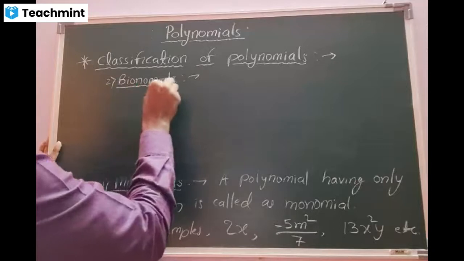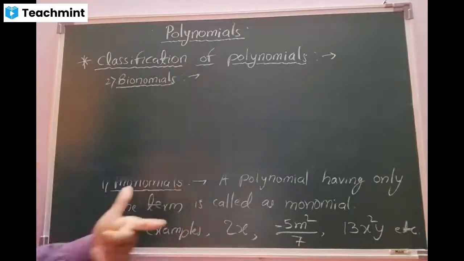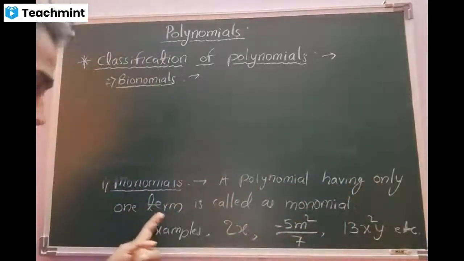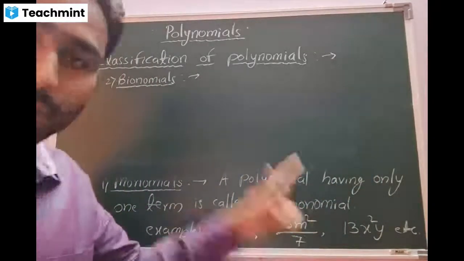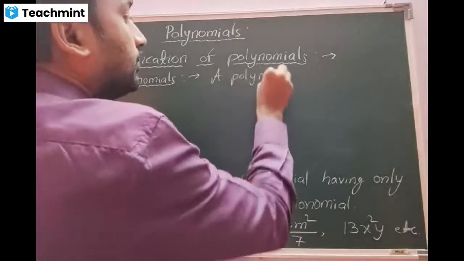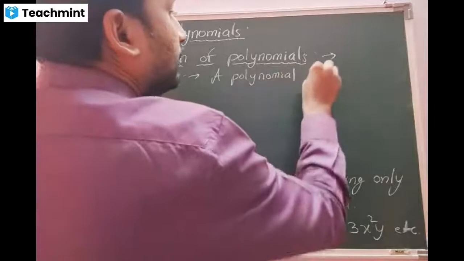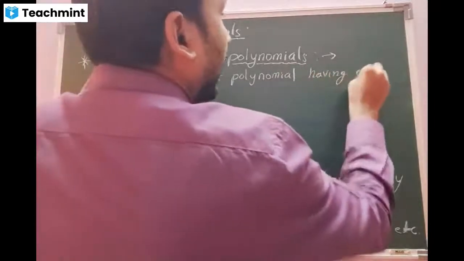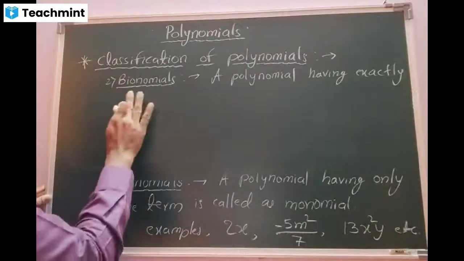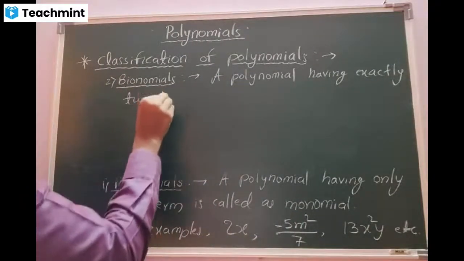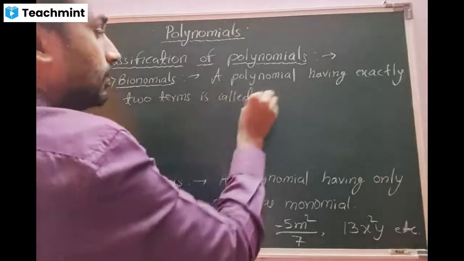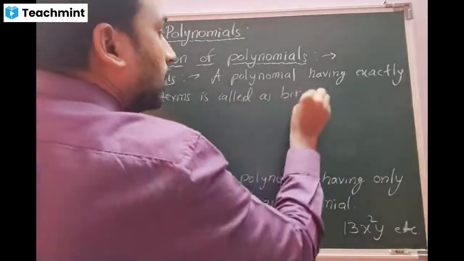But look at the sentence. Sentence remains same, only a bit of change. A polynomial having exactly two terms is called as binomial.